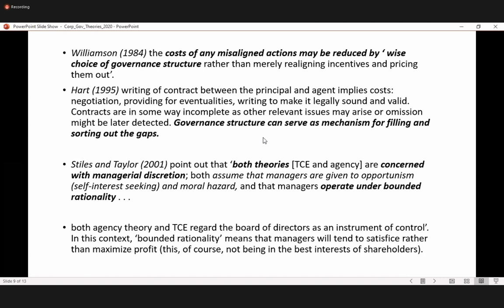So that's why this transaction cost economic theory gives importance to a sound choice of appropriate governance structures, and that benefits the organization economically. Now, these authors point out that both theories of transaction cost and agency are concerned with managerial discretion. They assume that managers are given to opportunism. They are self-interested.